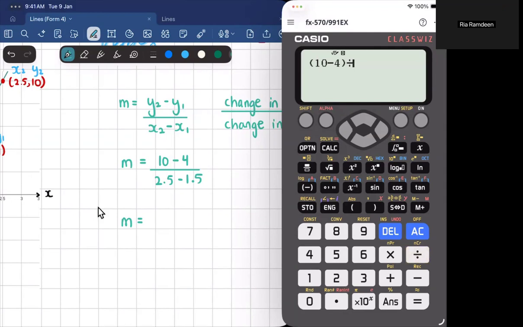Then I'm going to press divide. I'm going to open up a pair of brackets and put 2.5 minus 1.5, and close my brackets. Then I'm going to press equal. Okay, I got 6. So what did you put into your Sharp?